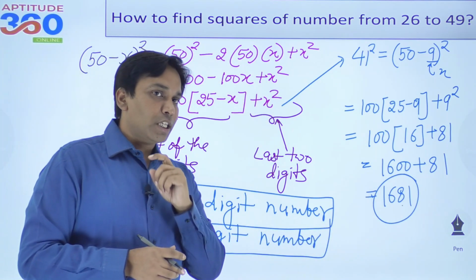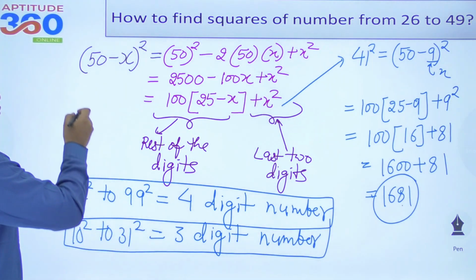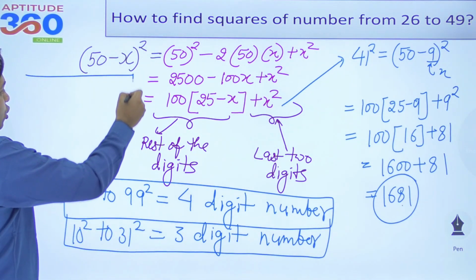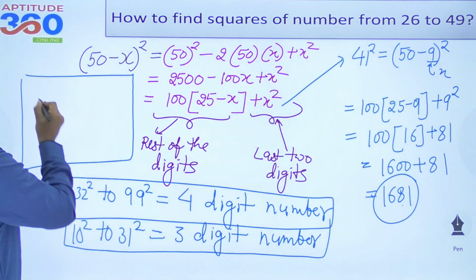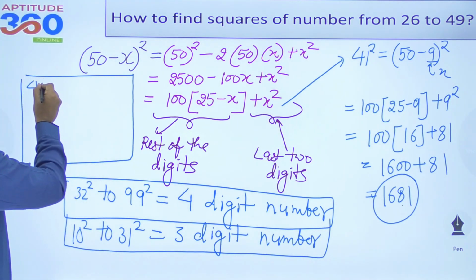I'll do one more problem so that you understand what I'm talking about. I am writing out here so that you understand, and I'm going to do it in a simpler way. I'll say, what if I need to find out 42 square?